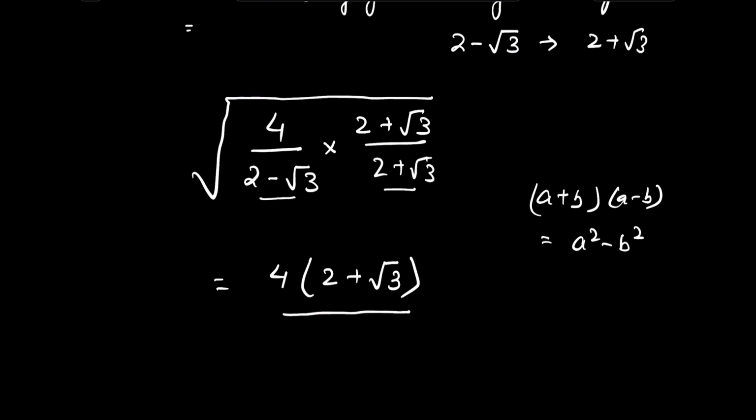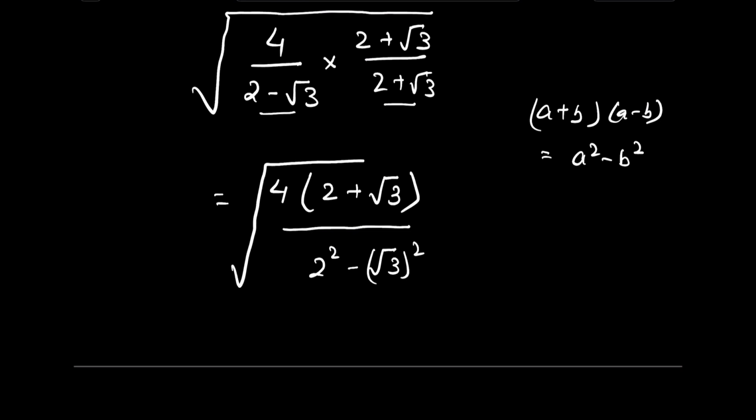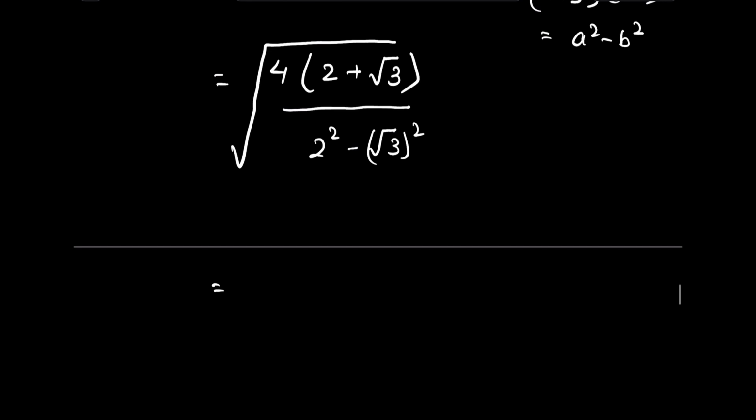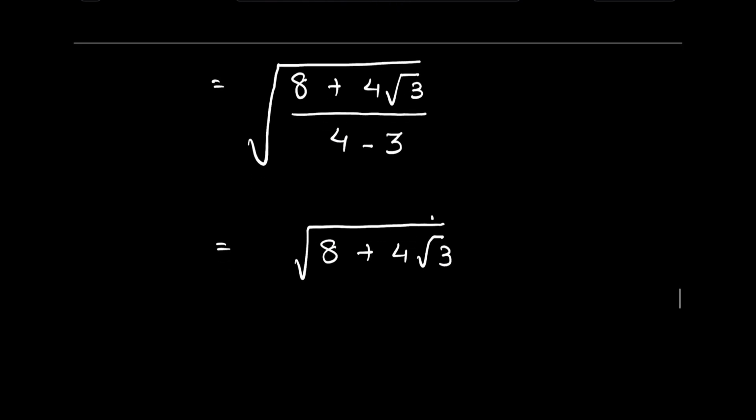So we can write it as 2 square minus square root of 3 square, under square root, or it is equal to 8 plus 4 times square root of 3 upon 2 square, which is 4, minus, we remove the square root with the square, so it is 3, under square root. Now 4 minus 3 is 1, so we have now 8 plus 4 times square root of 3 under square root. To further simplify it, we need to remove this square root.